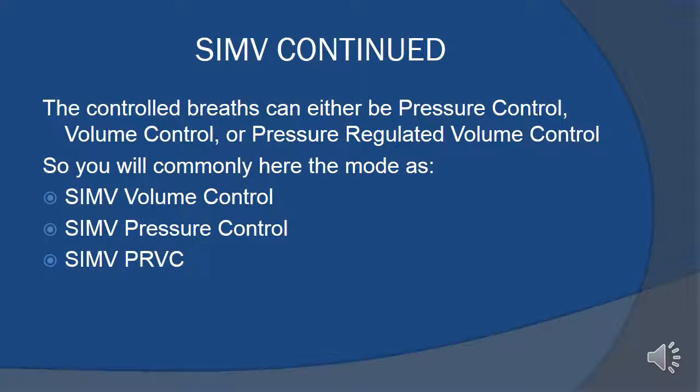And once again, SIMV can be pressure, volume, or PRVC. And this is maybe the way it looks on the machine. If you look at the modes of ventilation, you'll see it say SIMV volume control, SIMV pressure control, or SIMV PRVC. Furthermore, it actually might say SIMV plus pressure support in volume control, SIMV plus pressure support in pressure control, or SIMV plus PRVC. That's what it might look like on the ventilator.